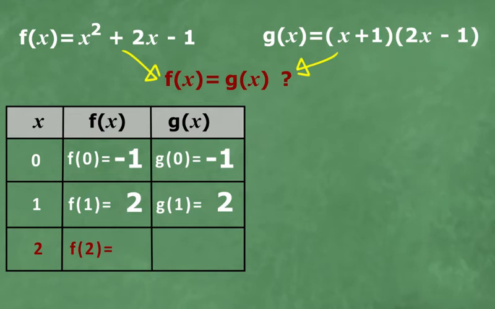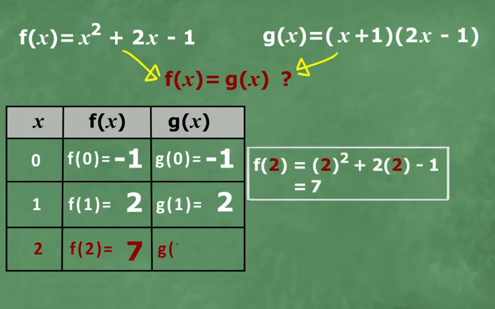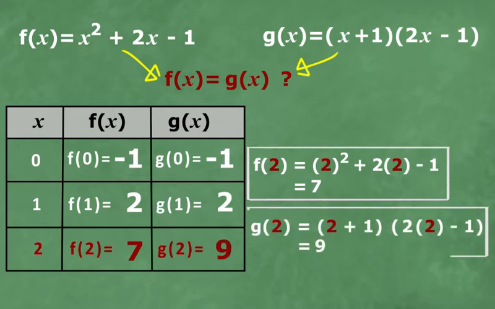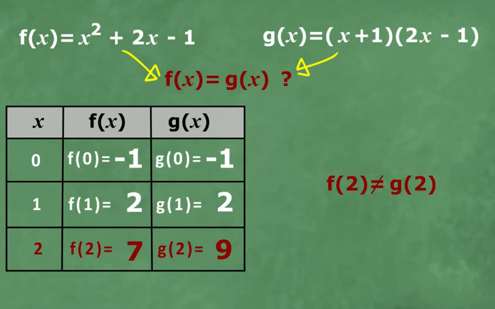f of 2 is 7, and g of 2 is 9. This means these two polynomials are not equal when x equals 2. Therefore, f and g are not equal in general.